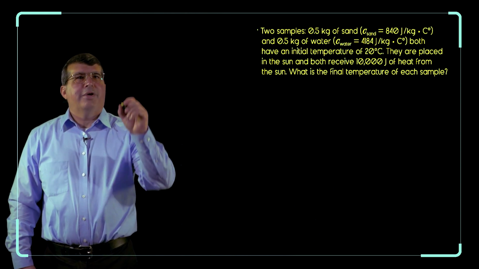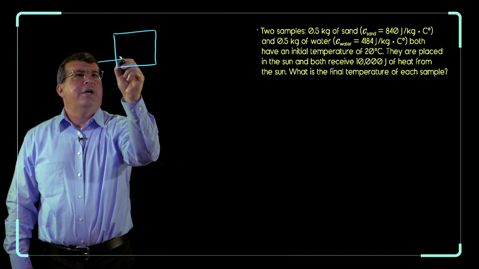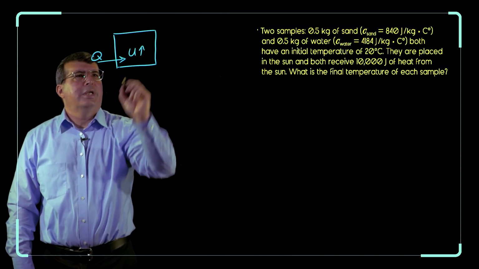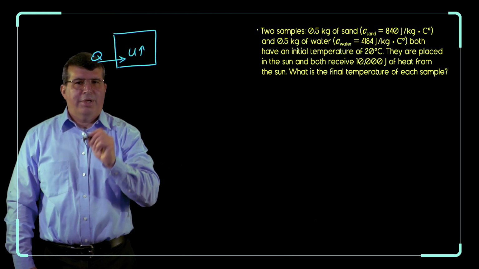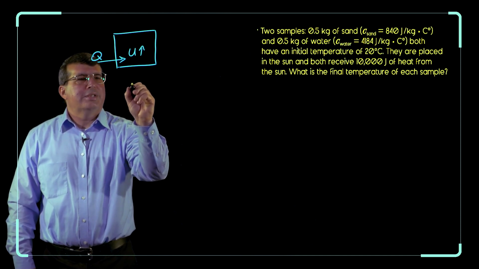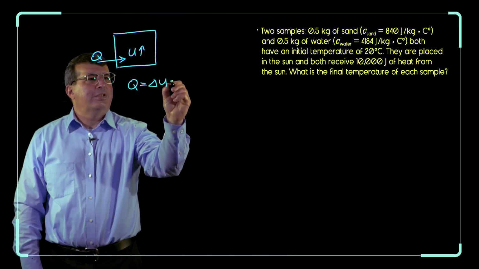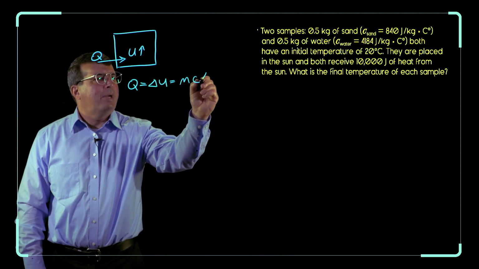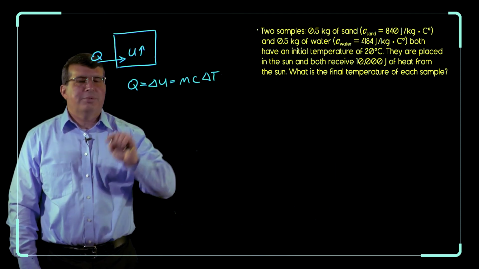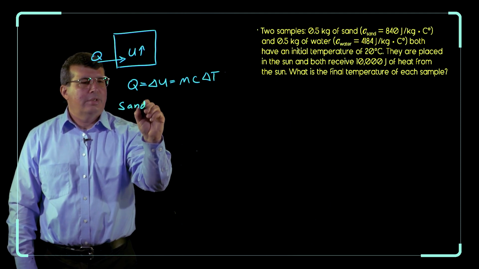Okay, let's do an energy diagram for each one of these. Well, both are actually the same. We have some heat coming in, and we have thermal energy increasing. And the thermal energy is increasing with an increase in temperature, so our equation that we're going to use is that the heat is equal to the change in thermal energy, and the change in the thermal energy is equal to mass times specific heat capacity times the change in temperature. That is the same for both the sand and the water. The only difference is the specific heat capacity is different for both. So let's do one for sand and one for water.